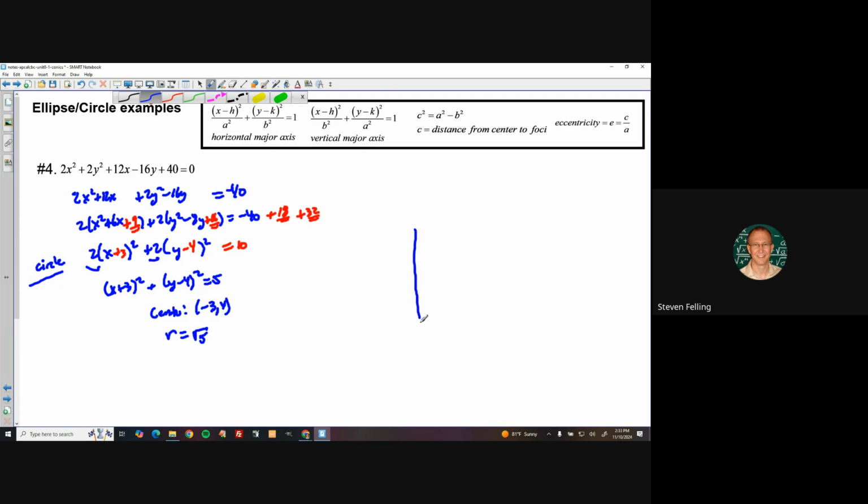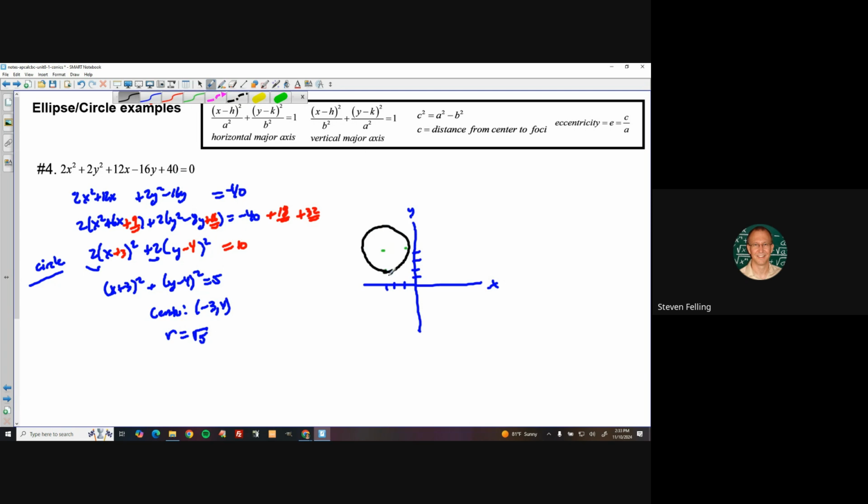So we can make a graph here. Let's see, we're going to go to -3, 1, 2, 3, and 4, 1, 2, 3, 4. This is where the center of the object is. And the radius is the square root of 5. The square root of 4 is 2, so this is a little more than 2. So I'm going to go a little more than 2 in all the directions, and just draw a circle that has that radius around that location.